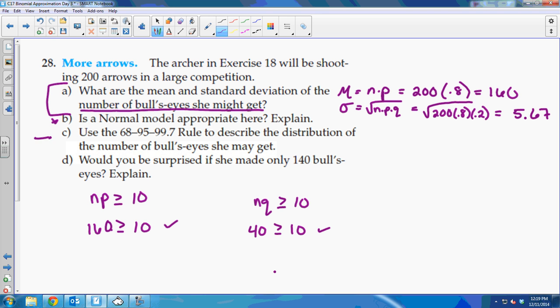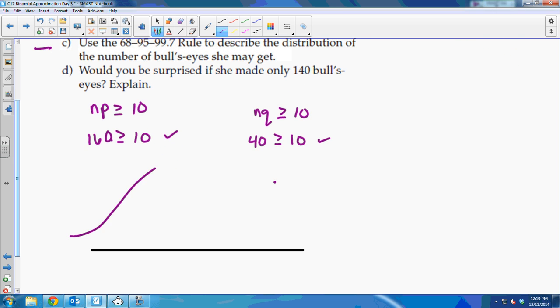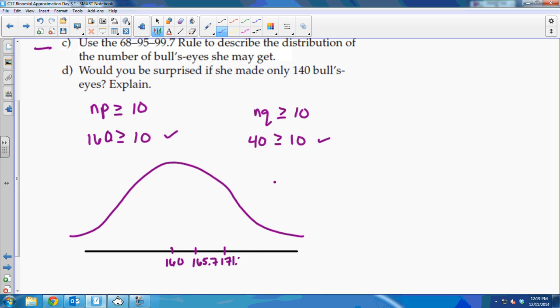On C, it says use the 68, 95, 99.7 rule to describe the distribution of the number of bullseyes she may get. That should ring some bells. So you've got to draw the model. We have the mean, right? 160. We know the standard deviation. We just add 5.7 each time.